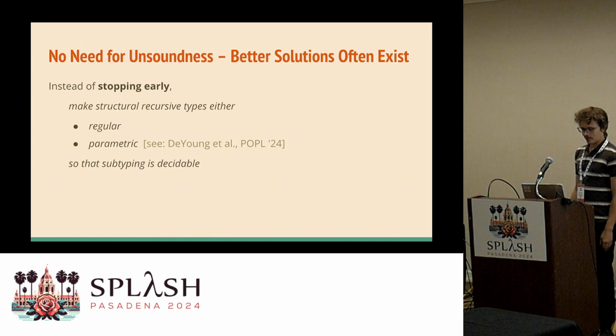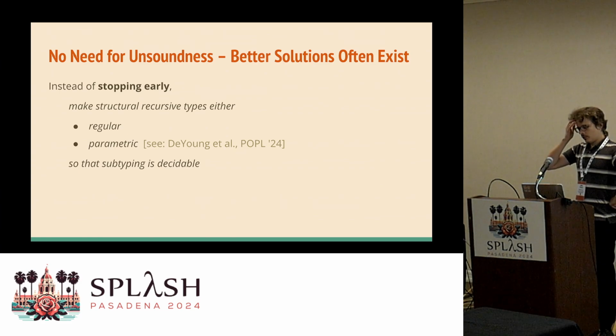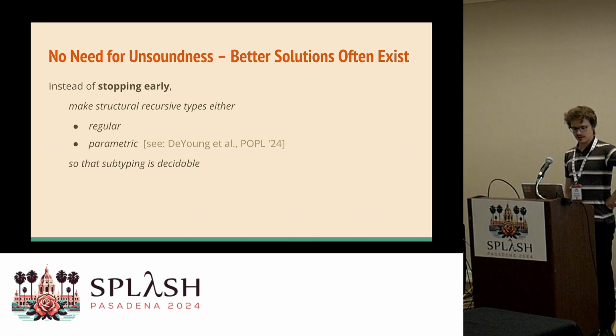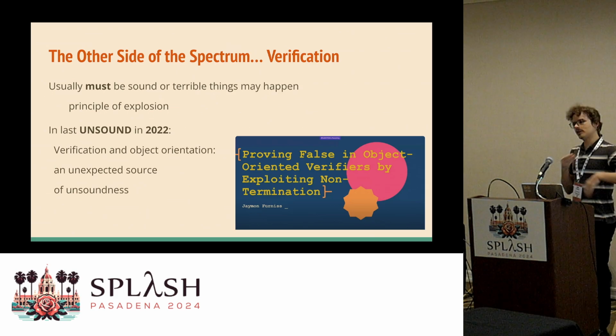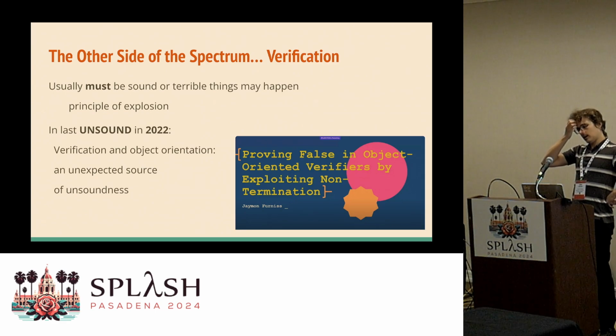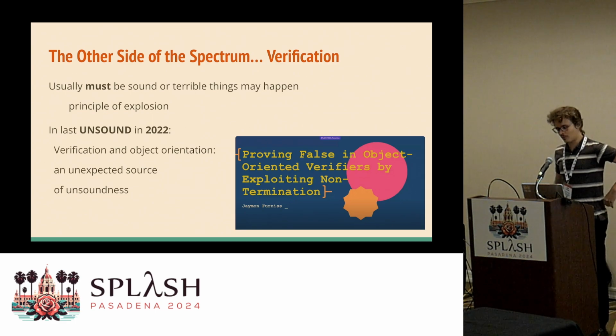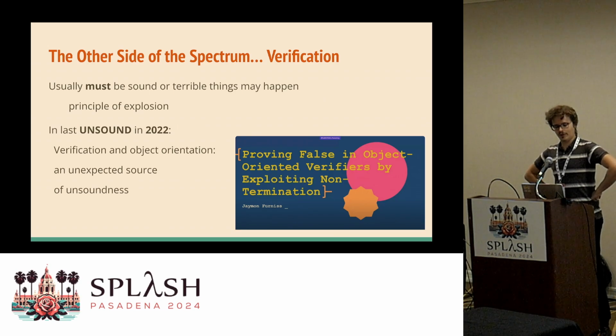And again, there's a better way of doing things if you do care about the guarantees. So, for example, you could restrict the recursive types to be regular, or alternatively parametric, which makes subtyping decidable, so you don't have to just give up. All right. On the other side of the spectrum, soundness may be very important, right? So in verification, if your system is unsound, because of the principle of explosion, basically you can make it prove anything you like. So that defeats the purpose of verification, most probably.